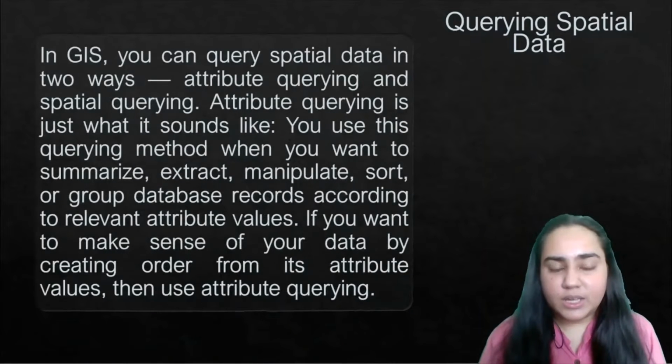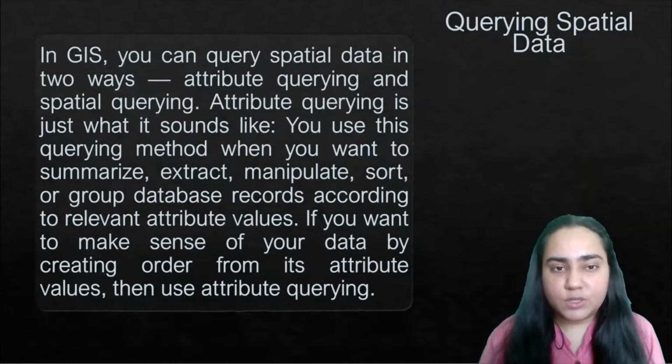The first thing we are doing is understanding how querying spatial data works, so how you can write your queries in order to get valuable information from your data set. In GIS, you can query spatial data in two ways. One is attribute querying and another one is spatial querying.